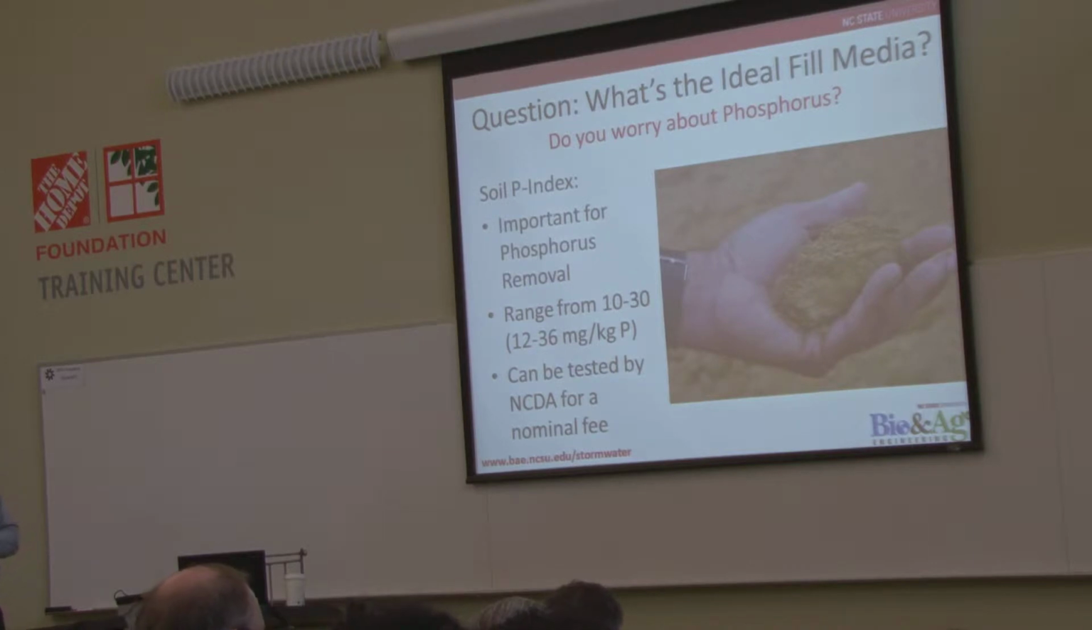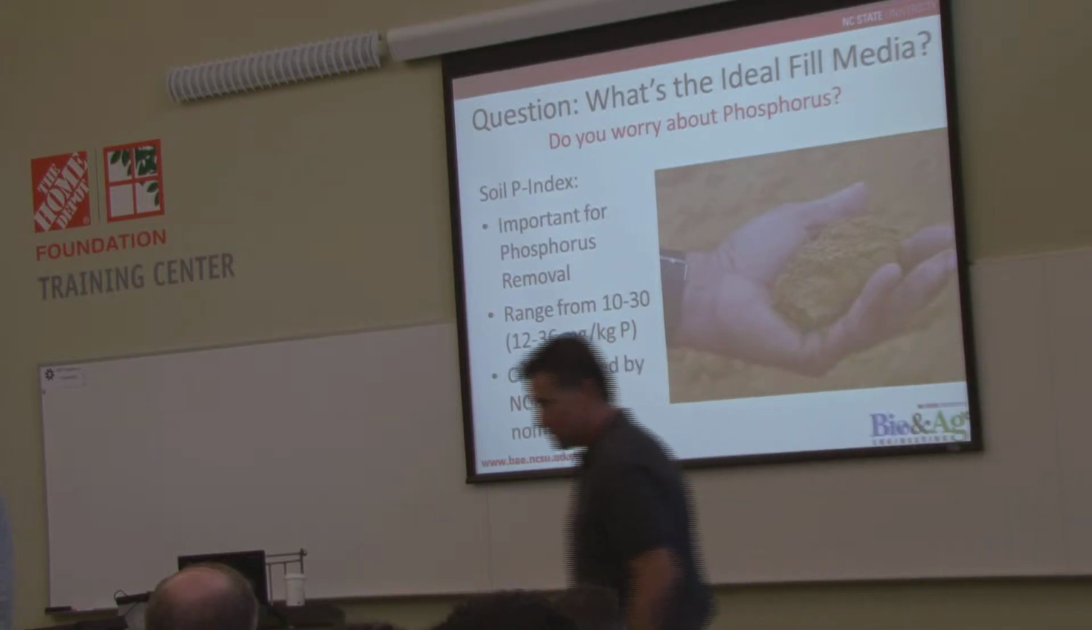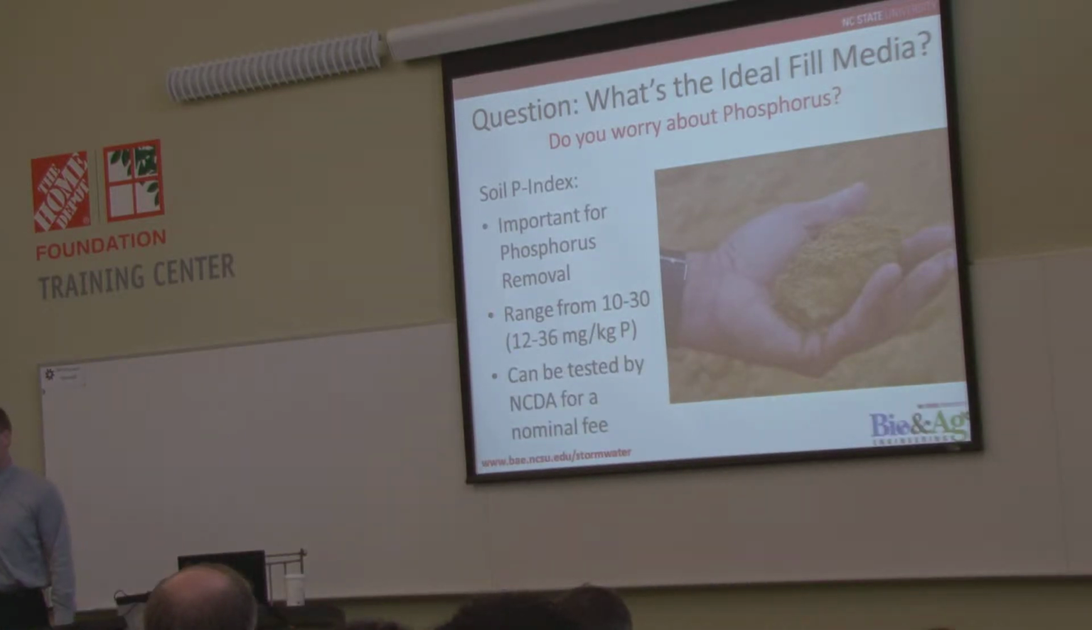So what we have in North Carolina is what's termed a P index. It's a soil property that can be tested for. I think us and New York are the only 2 states that use it. Most people use a Mehlich 3 test.